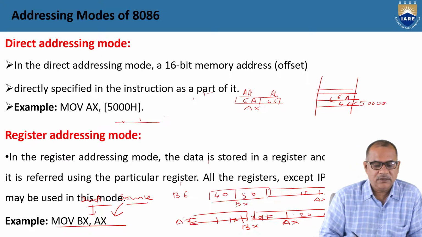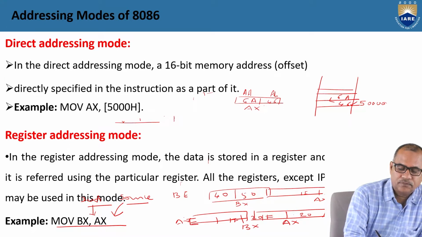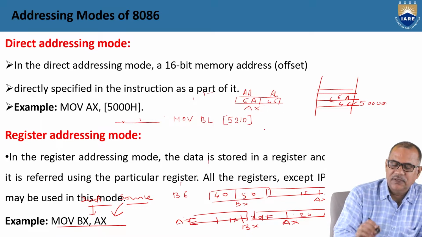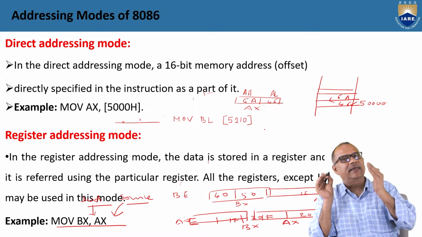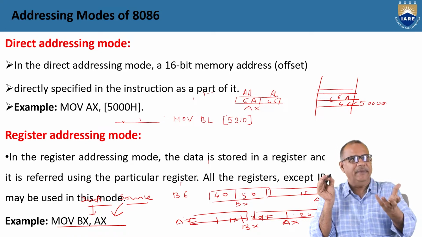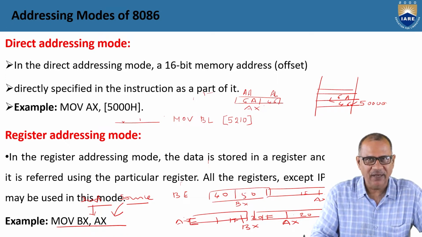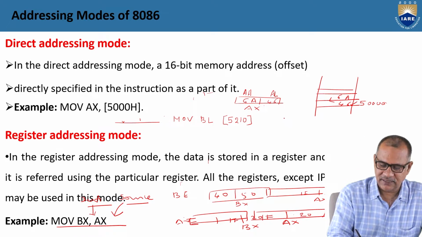Now suppose I write MOV BL, [5210]. In this case, this is only a byte transfer because the destination register BL is an 8-bit register. So only one byte of data is transferred to the BL register. So in this case what happens?